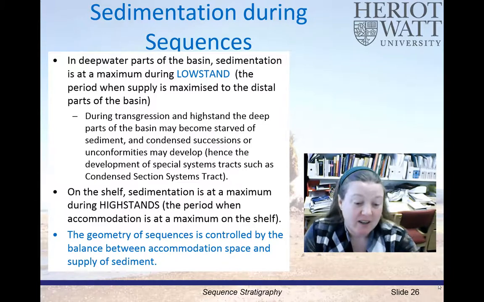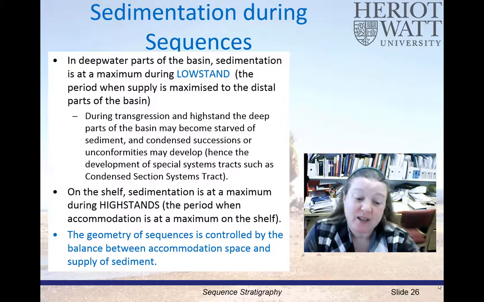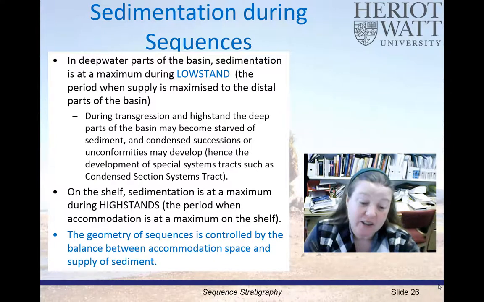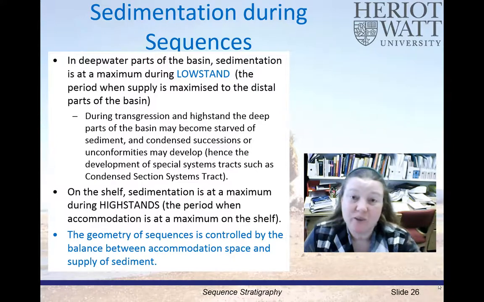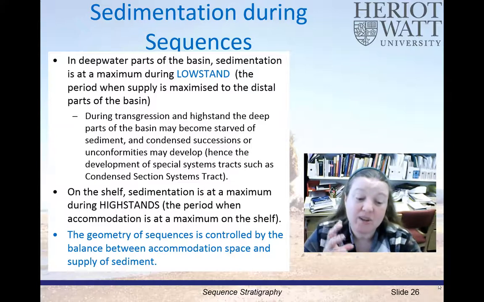During transgression and high stand, accommodation space is created on the shelf area and sediment supply to the basin may be completely or partially shut off, creating unconformities due to sediment starvation or condensed sections, hence the development of special subdivisions like the condensed systems tract.